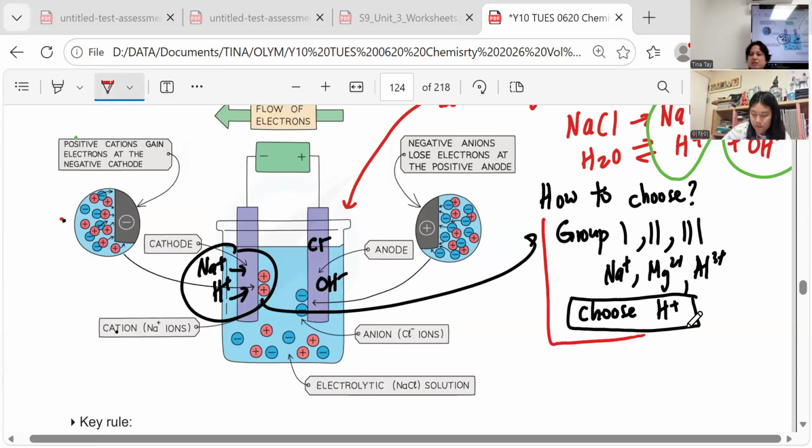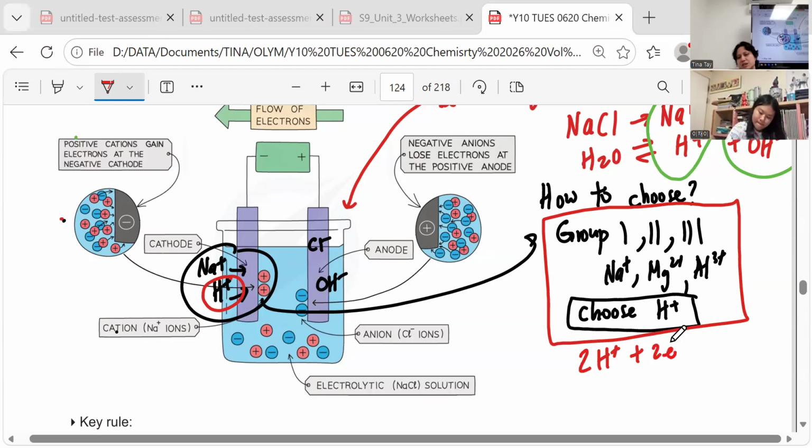The first rule, if you have a choice between group 1, group 2, group 3, and hydrogen ion, you choose hydrogen ion. So in this case, who do I choose? Sodium ion or hydrogen ion? To react. Who will react? Sodium ion or hydrogen ion? Hydrogen ion. So the hydrogen ion will receive electron to become hydrogen gas. So I will see bubbles here. Bloop, bloop, bloop. Hydrogen gas bubbles. Okay, please write this down.